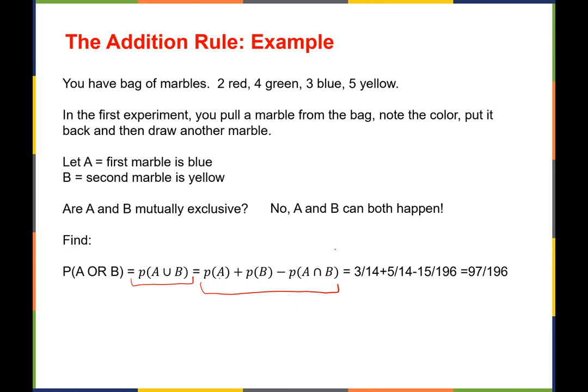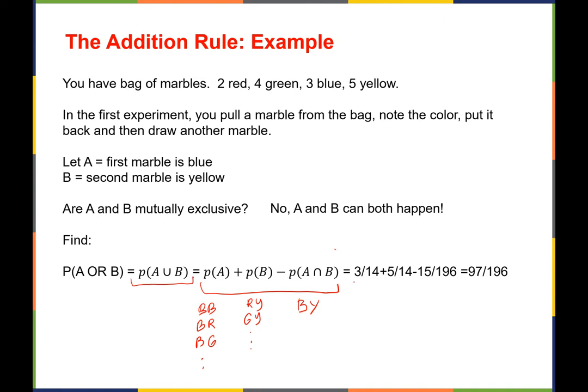All the times A occurred, so that would be like blue, blue, or blue, red, or blue, green, etc. The probability that B occurred, this would be like red, yellow, green, yellow, etc. We're going to count all those chances that could happen, all the times the second marble is yellow. But then we need to not include again all the times that they both occurred. So this is the probability that you got a blue first and then you got a yellow. That's why we're subtracting those off, because we already counted those.